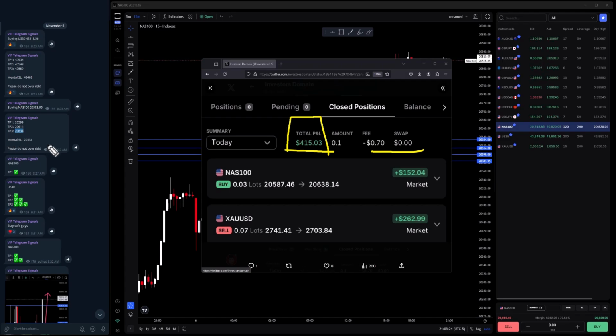NAS 100, I did send the signal out here. If you pay attention, I bought NAS 100 at 20587.46. I sent a signal right here, buying NAS 100, 20583.95.